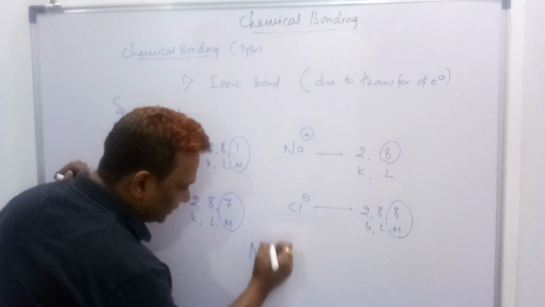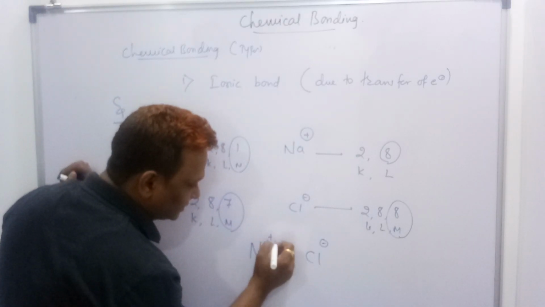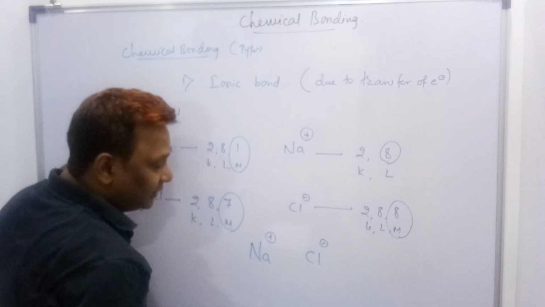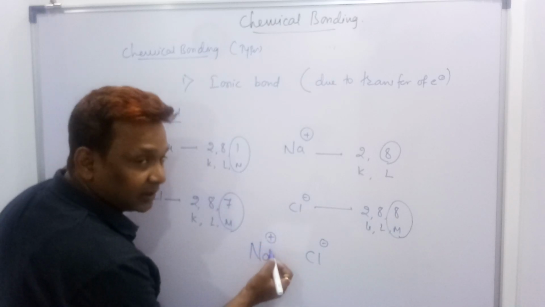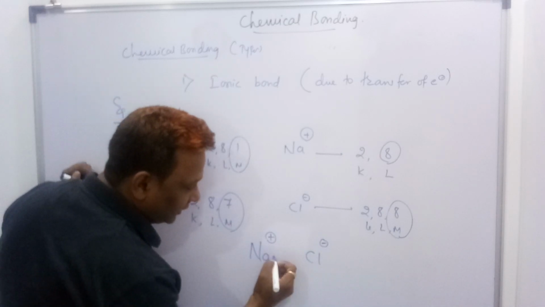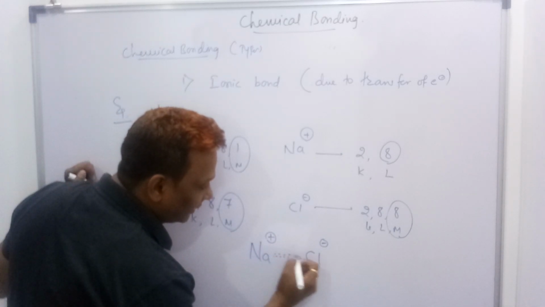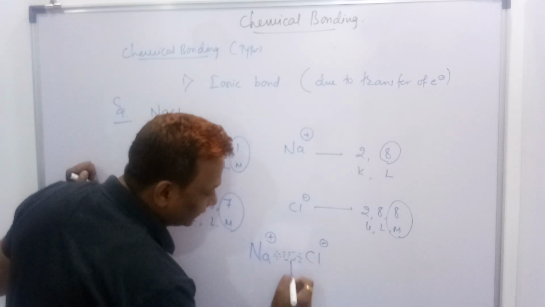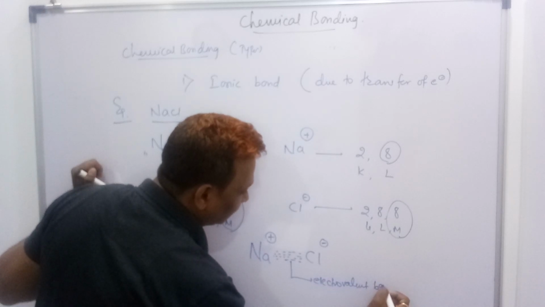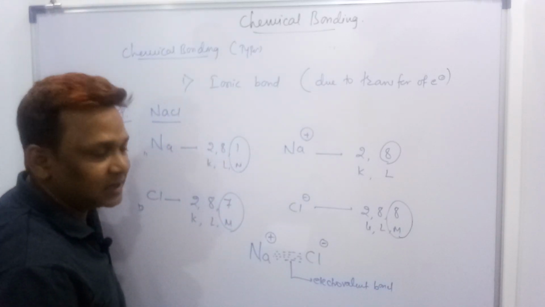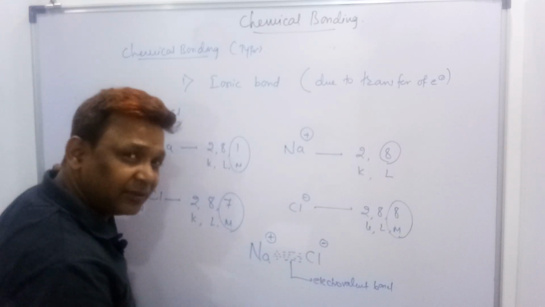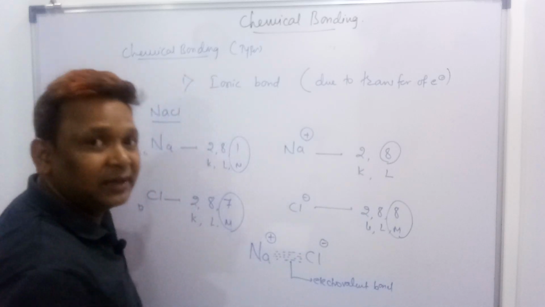Sodium is a positively charged ion, and chlorine is a negatively charged ion. Actually, in this one, what happened? Transfer of electron from sodium to chlorine. Loss of electron forms a cation, gain of electron forms an anion. Between these two oppositely charged ions, there is a force of attraction, and this force of attraction is called what? Electrovalent bond. Why is it called an electrovalent bond? Because it is a bond present between two oppositely charged ions, which have an electrostatic force of attraction. Hence the bond is called an electrovalent bond.